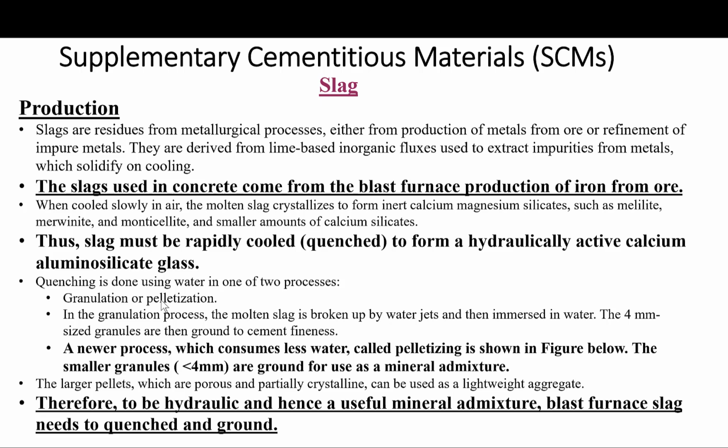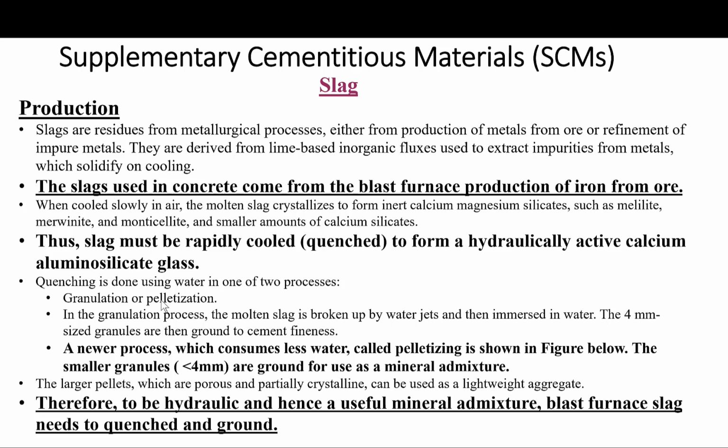Okay, so we talked about the pozzolans. Let's talk about slag. Slags are residues from the metallurgical processes, either from the production of metals from ore or refinement of impure metals. They are derived from lime-based inorganic fluxes used to extract impurities from metals, which solidify on cooling. The slags used in concrete come from the blast furnace production.